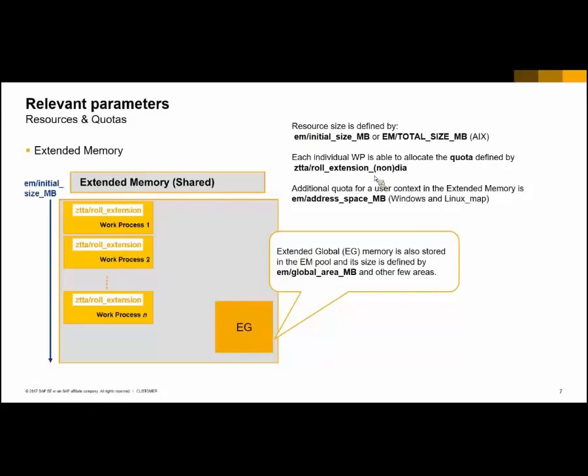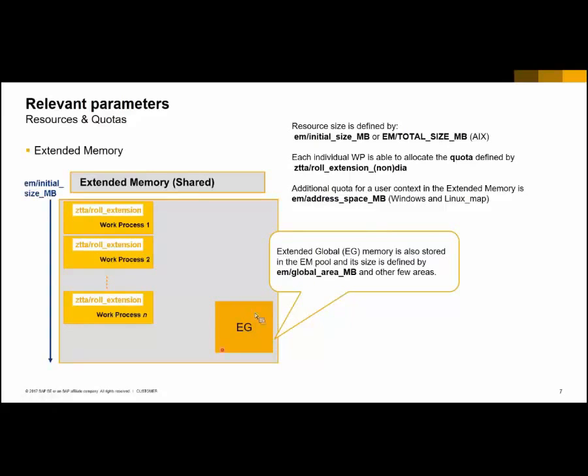There's one additional quota that needs to be taken into account for a user context in the extended memory, mainly for Windows environments, but also on Linux with the map implementation, which is the em/address_space_MB parameter. This parameter should be big enough to allocate the extended memory quota ztta/roll_extension plus the extended global memory.